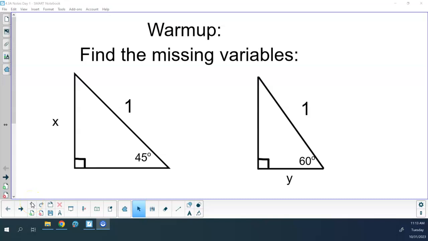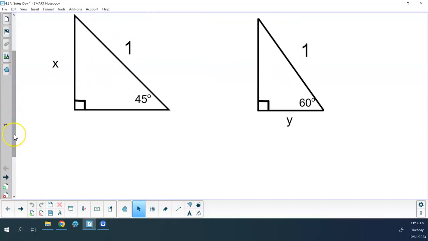Finding me x, finding me y. So in the first one, from the video that you should have watched over the weekend or after the test, you should have realized that there is a 1 to 1 to the square root of 2 relationship in a 45, 45, 90 right triangle. Meaning that the two legs of a right triangle are the same, and the hypotenuse then is the square root of 2 times the leg.